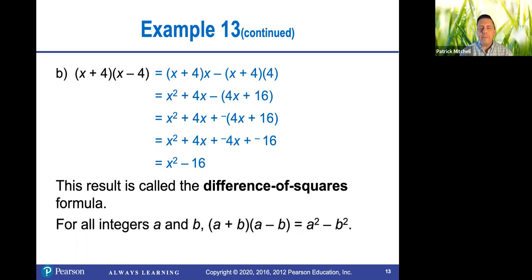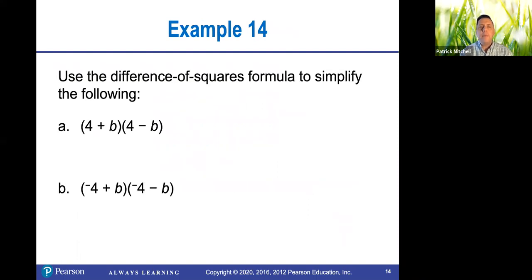For all integers A and B, A plus B times A minus B is equal to A squared minus B squared. So now we'll use the difference of squares formula to simplify these. This is going to be faster than doing it the way we did the last one. We won't really use the distributive property at all. We'll just use the formula. So for example, 4 plus B times 4 minus B should just be 4 squared minus B squared, which is 16 minus B squared. See, that's a lot faster if you know that formula.